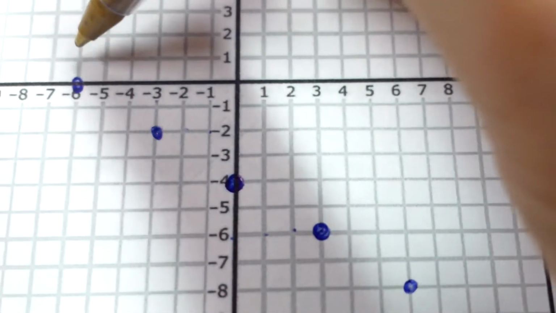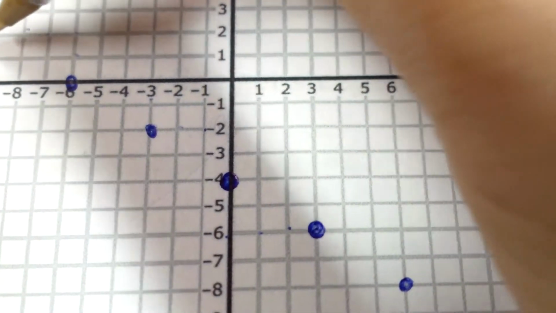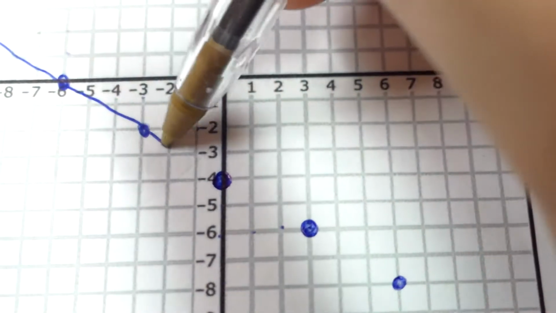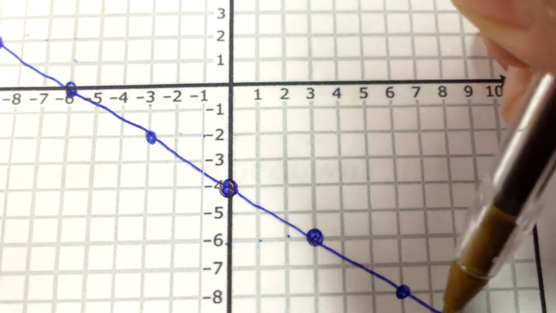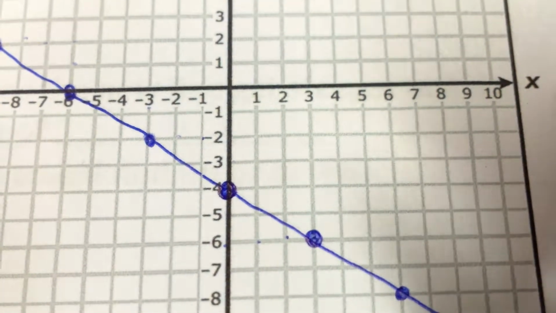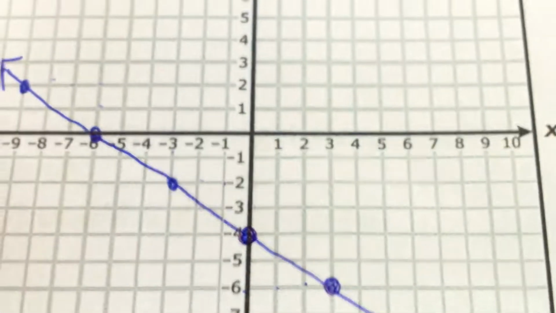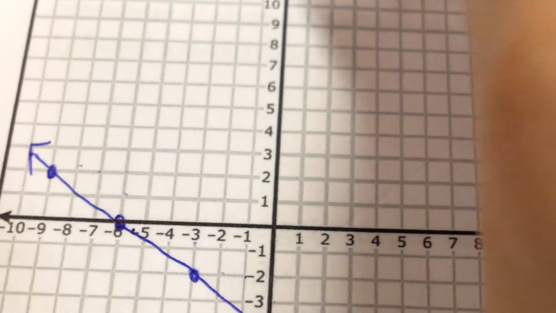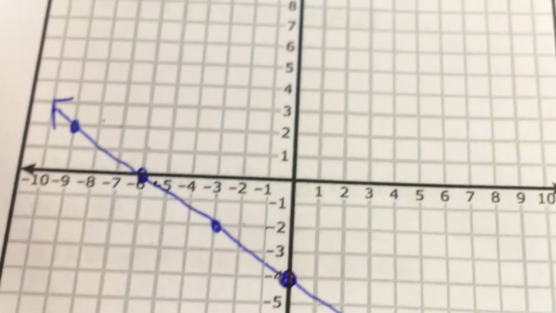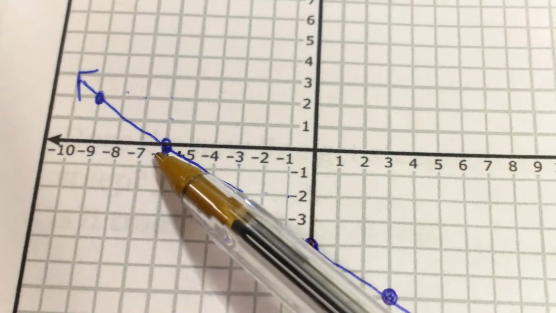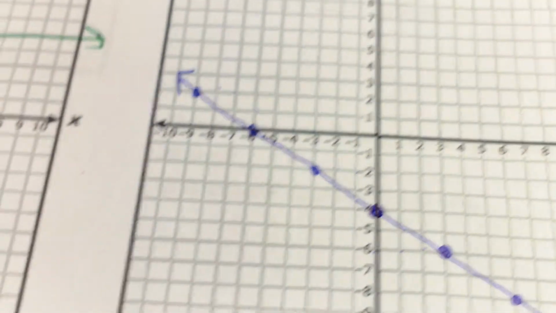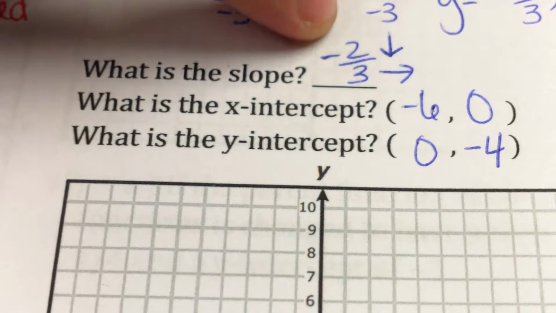Now these examples are giving you perfect points for the x-intercept, as well as the y-intercept. It's not always going to be that way. They might be decimals, and that's okay. So my x-intercept is -6, 0. That's where it crosses the x-axis. Remember, x-intercepts are also called zeros, roots, or solutions. And it's a negative slope because it's going down. It's -2/3. Negative slope.